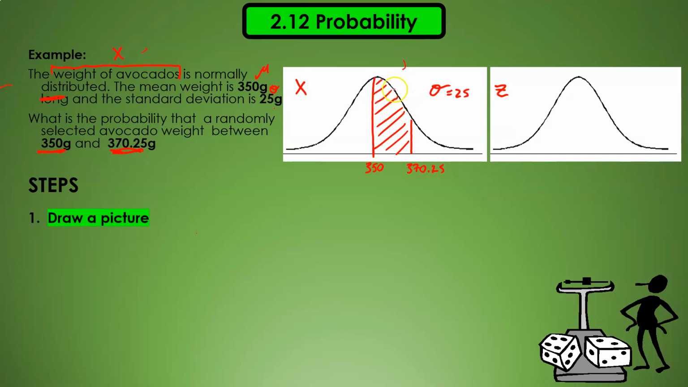And what we can do is shade that in to represent the probability that we're trying to work out. So that's the probability x is greater than 350, but less than 370.25. So on the second graph, what we're going to do is try and work out what these values are in terms of x.